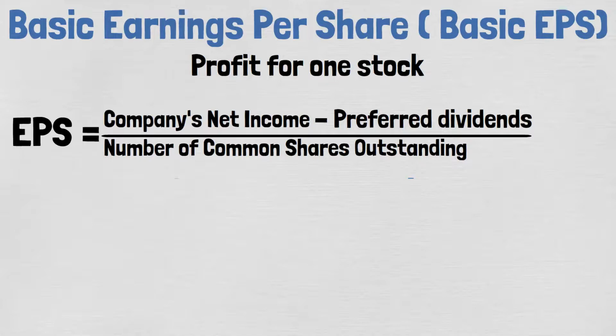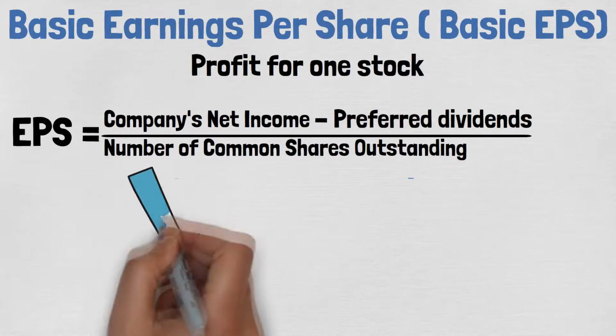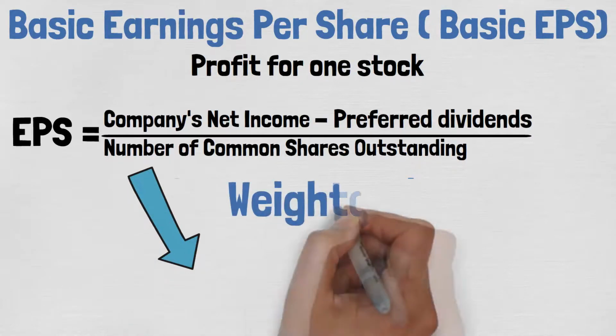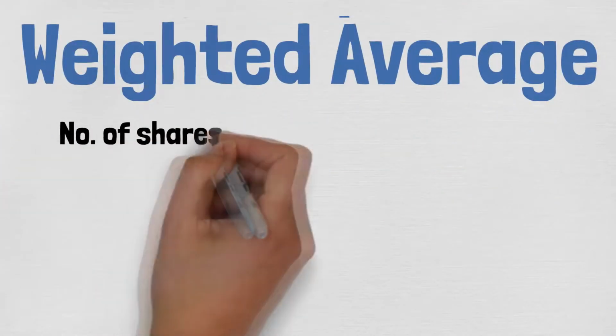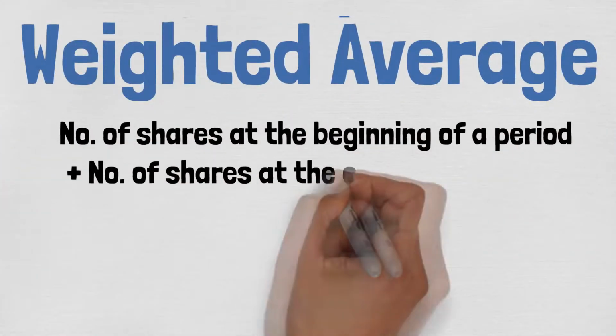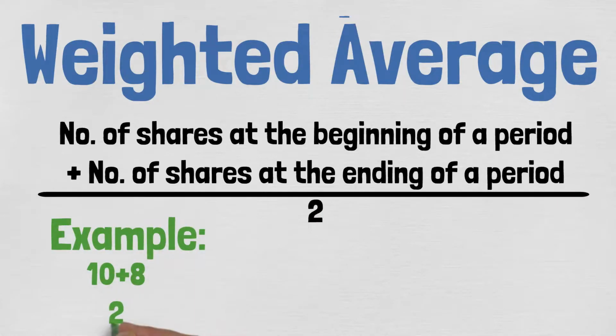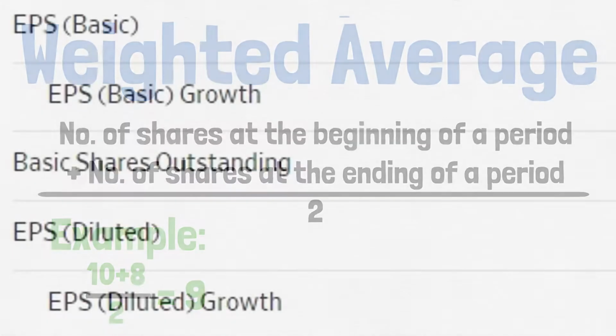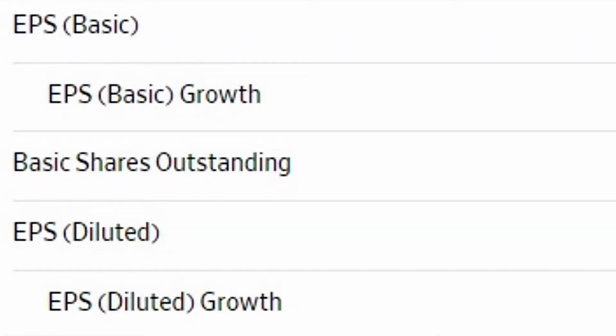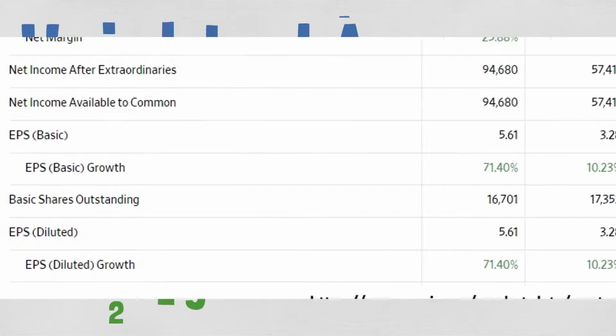The number of shares outstanding can change during the year, so for more accurate results you might want to use the weighted average. To do this, you can simply add the number of common shares at the beginning of the reporting time with the number of common shares at the end of the reporting time and divide that number by 2. As you can see from Apple's income statement, there are two kinds of EPS, basic and diluted.